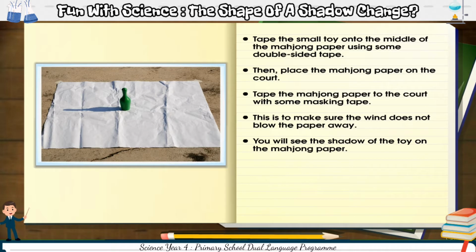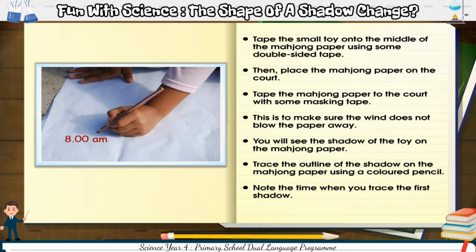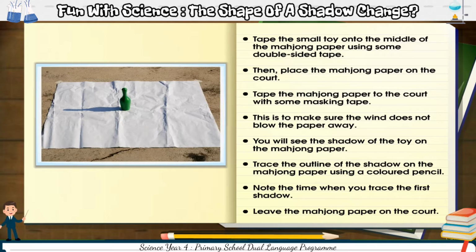You will see the shadow of the toy on the mahjong paper. Trace the outline of the shadow on the mahjong paper using a colored pencil. Note the time when you trace the first shadow. Leave the mahjong paper on the court.